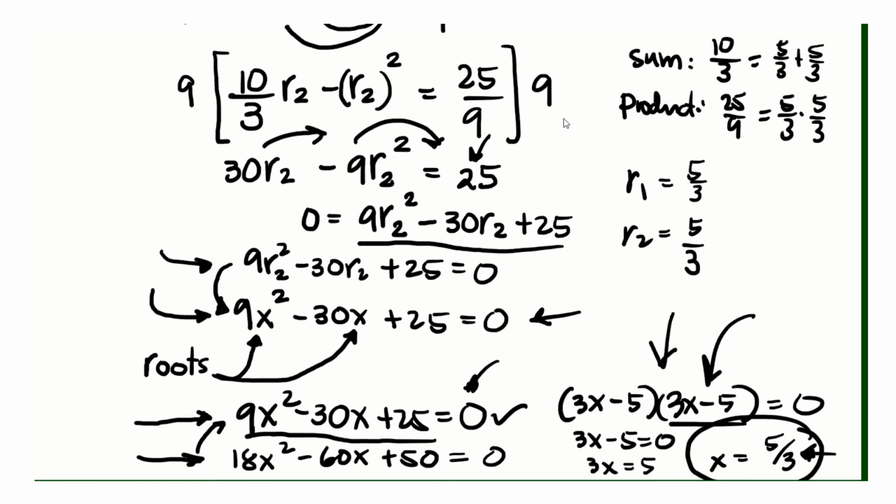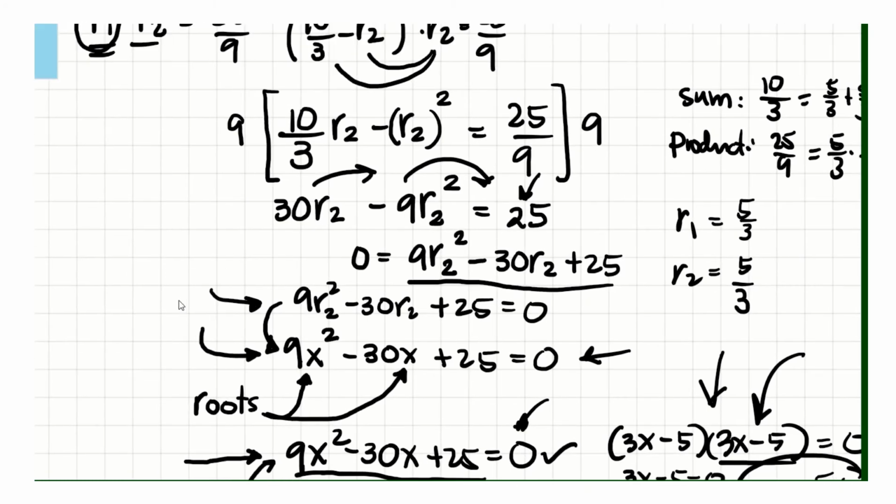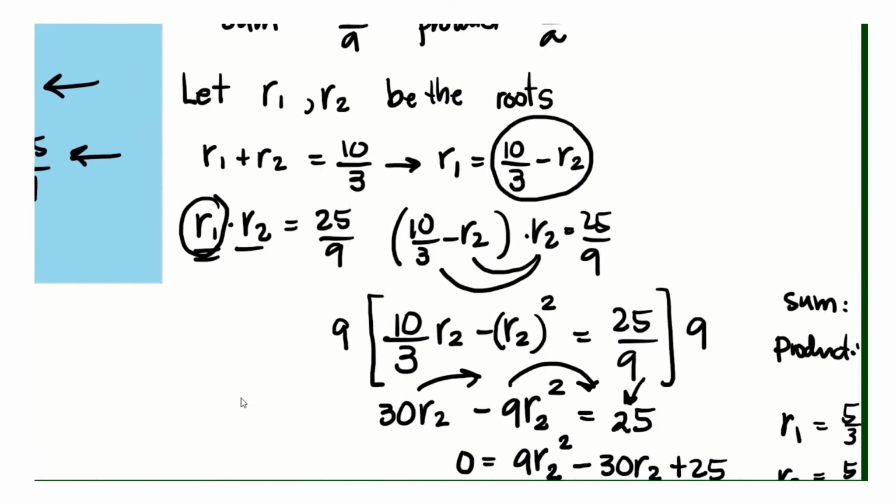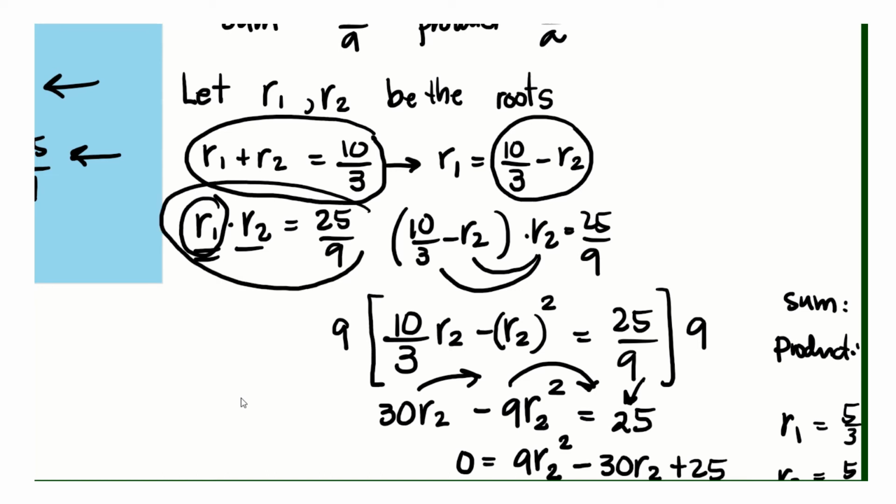Okay, so in finding the equation, we started by considering the information that we have. R1 plus R2 is 10 over 3. The sum is 10 over 3. R1 times R2, the product, is equal to 25 over 9. And we treated these two as a system of equations in two unknowns.